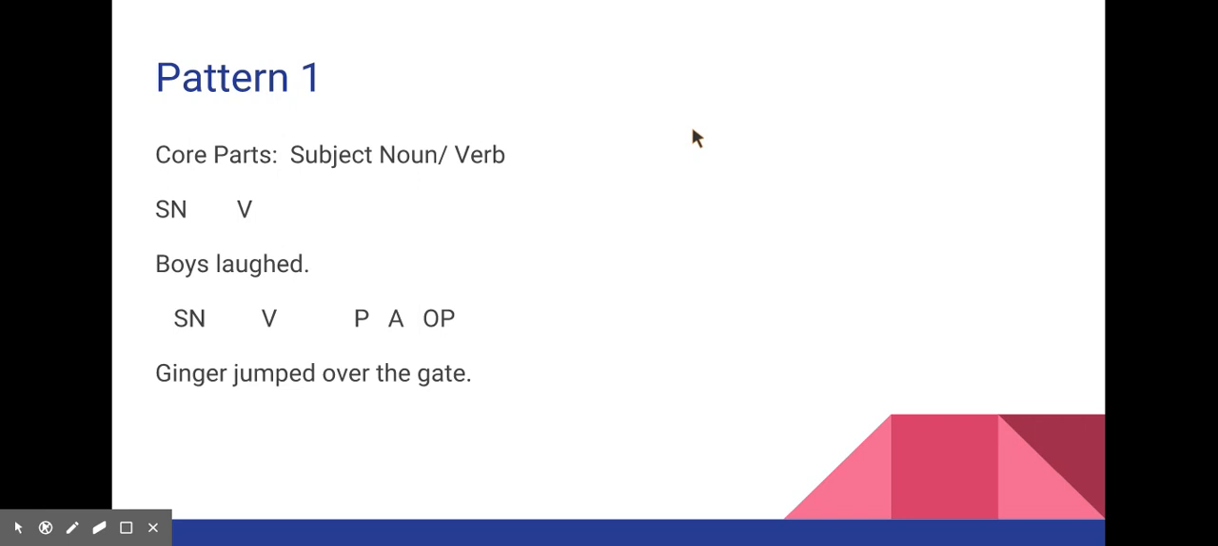Now, in a pattern 1 sentence, remember we can have lots of things to spice it up. We have our prepositional phrases, we have adjectives and adverbs that we can use to spice up our language.